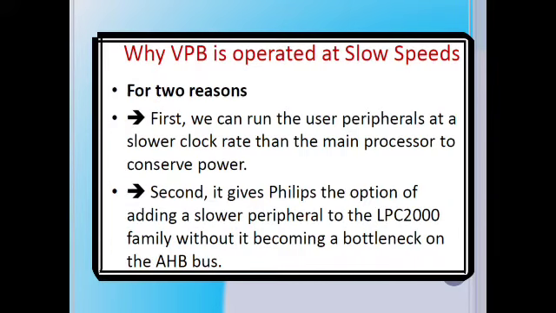Why is VPB operated at slow speeds? For two reasons. First, we have to connect the slow speed buses with the slow speed peripherals. Since the processor speed is high, we have to connect it to the slow speed peripheral devices. Second, it gives Philips the option of adding slower peripherals to the LPC family without it becoming a bottleneck on the AHB bus.